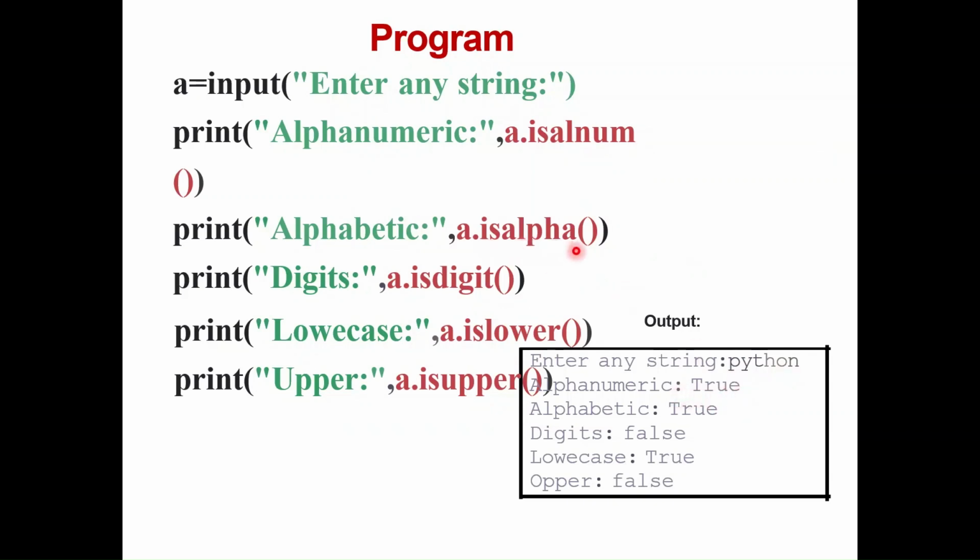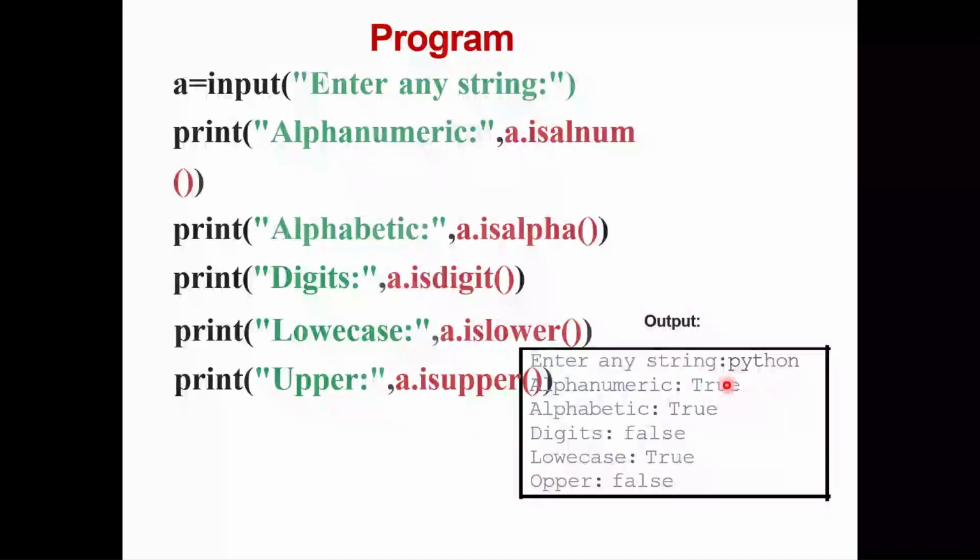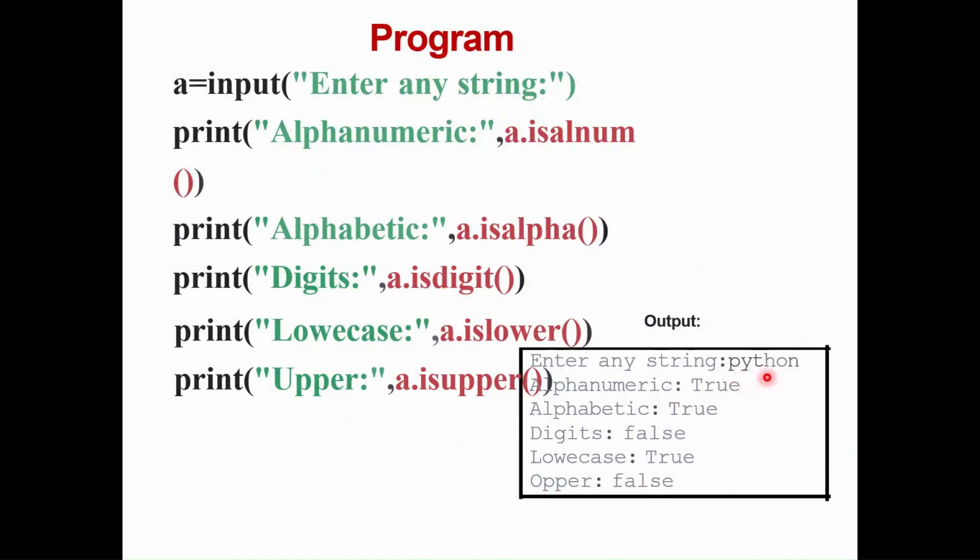Then the next function is isalpha. This function checks whether the given Python consists of alphabets. It is purely alphabets, so it returns the result as true. The next one is isdigit. It checks the text for any digit. The given text does not consist of any digits, so it returns the result as false.